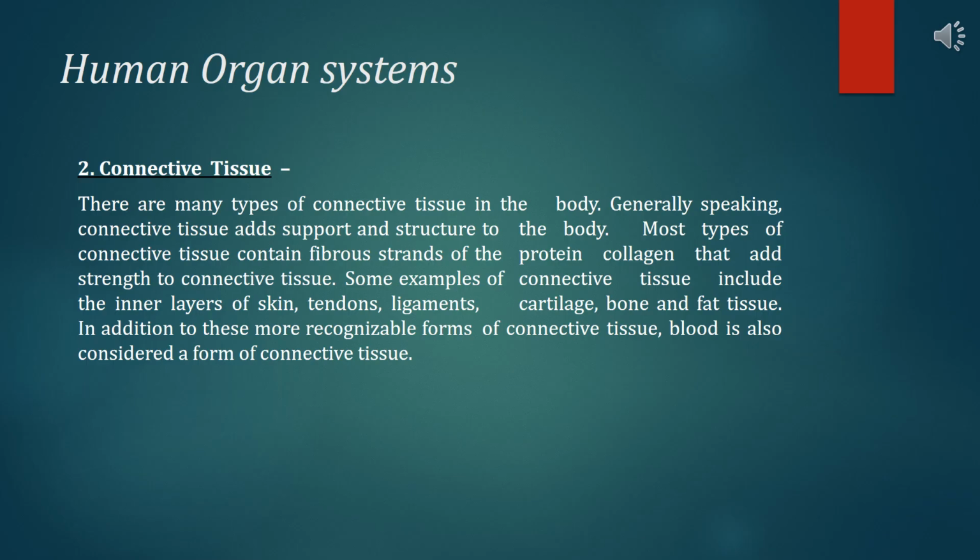2. Connective tissue. There are many types of connective tissue in the body. Generally speaking, connective tissue adds support and structure to the body. Most types of connective tissue contain fibrous strands of the protein collagen that add strength to connective tissue. Some examples of connective tissue include the inner layers of skin, tendons, ligaments, cartilage, bone, and fat tissue. In addition to these more recognizable forms of connective tissue, blood is also considered a form of connective tissue.